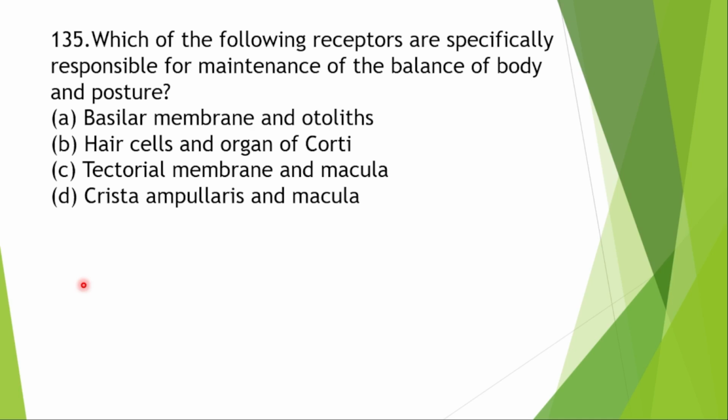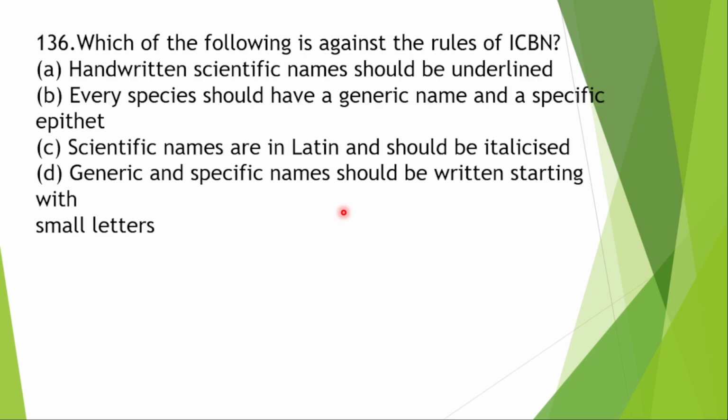Next question, 135. Which of the following receptors are specifically responsible for the maintenance of the balance of the body and posture? Basilar membrane and otoliths, hair cells and organ of Corti, tectorial membrane and macula, crista ampullaris and macula. So the right option is option D.